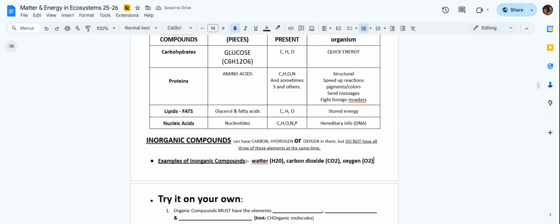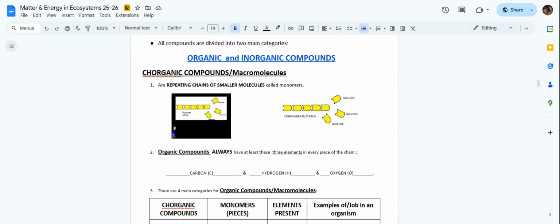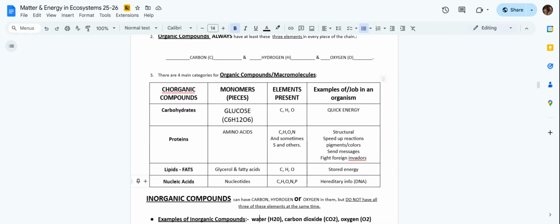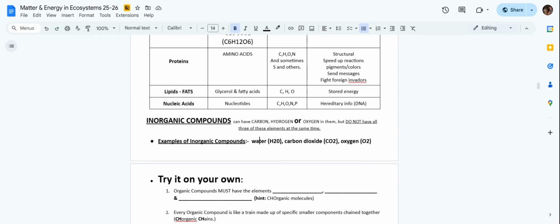So as you can see, each and every one of these, and others, some have none of the things, like iron, which would be Fe, has no carbon, no hydrogen, no oxygen. If it doesn't have all 3, we call it not organic, or inorganic. So there are 2 choices. They're either organic, meaning they have C, H, and O, and these are the only 4 organic compounds, and these are what they're made of, or inorganic, such as this.